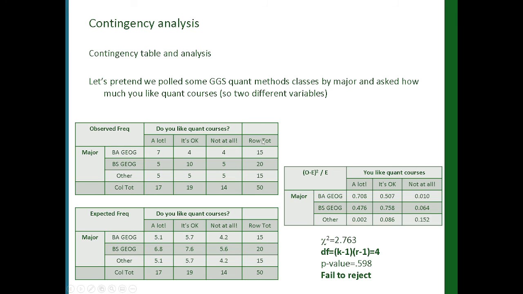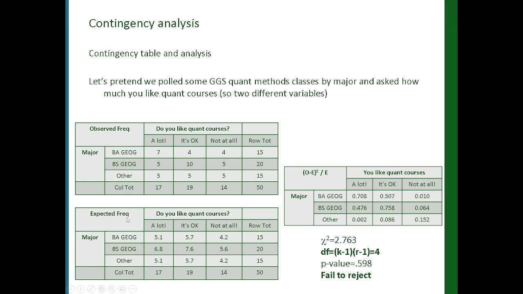And then essentially what we've got here are the row totals. So this 15 represents the sum for all BA geography, 20 for all BS geography. These are for the people who have been surveyed, and then we've got the others as well. We've also got the column totals here for the different responses: 17 across for a lot, 19 for it's okay, and 14 for not at all.